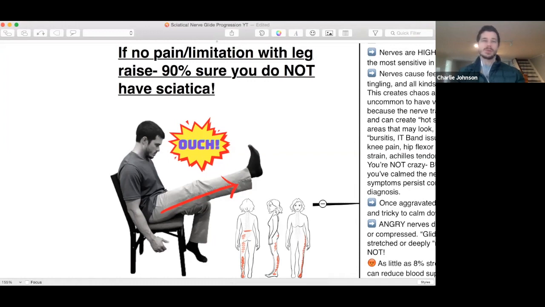And I want you to take a mental note: is there any type of pain or restriction while doing this leg raise? And look, if you have no problem with this and you straighten the leg all the way up, no symptoms, no restriction in motion, then you can be 90% or more sure that you do not have sciatica.